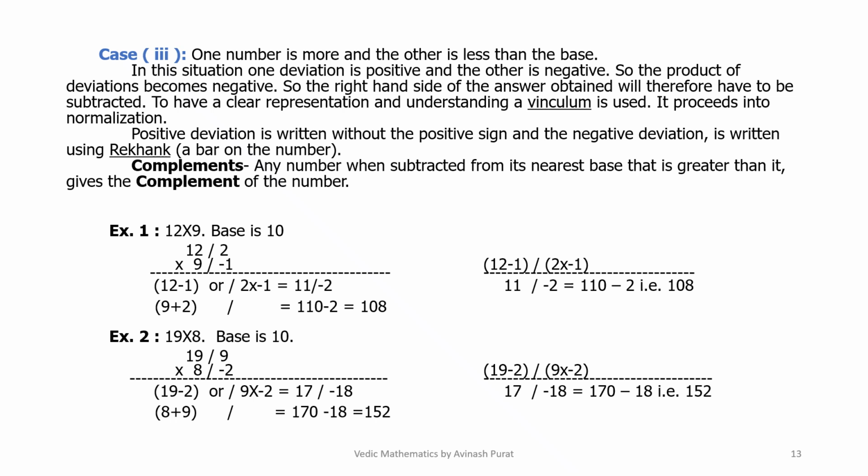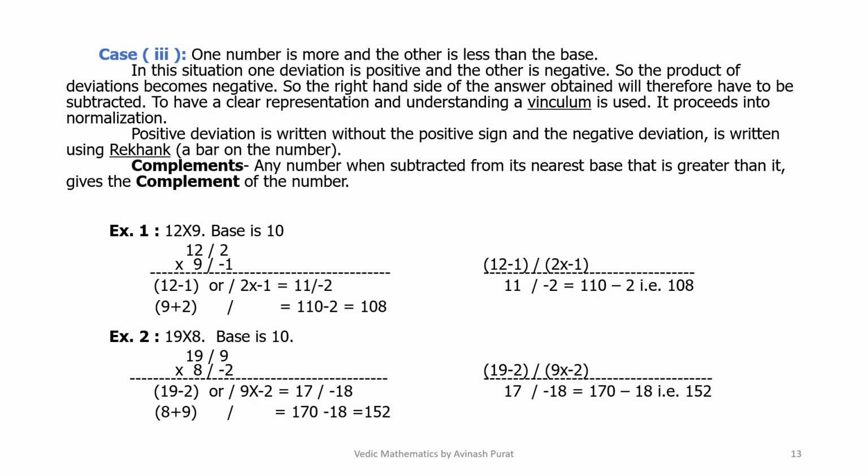It proceeds into normalization. Positive deviation is written without the positive sign, and the negative deviation is written using a rekha anka, that is a bar on the number. Complements: any number when subtracted from its nearest base that is greater than it gives the complement of the number.